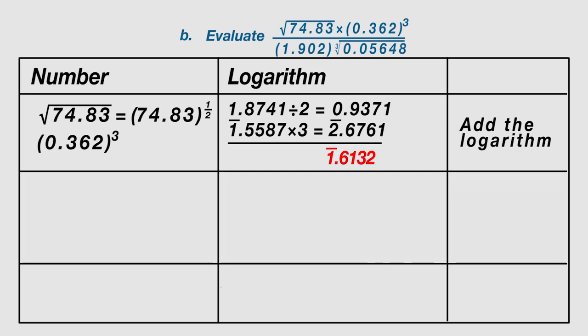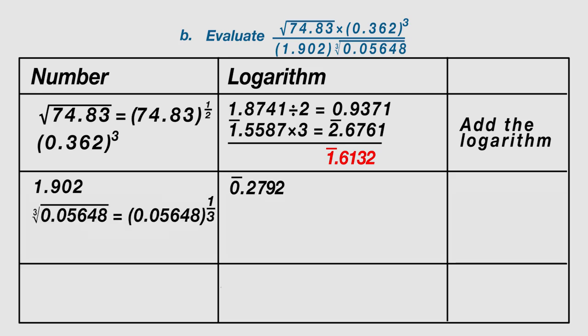Now, you can bolden this one so that you will know that this is what you have to work with later. Now, we go to the denominator. In the denominator, the first number is 1.902. We read the log of that number, and that gives us 0.2792.